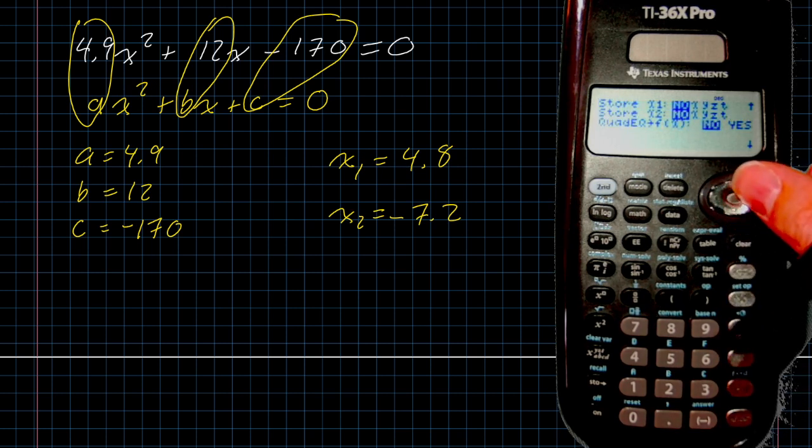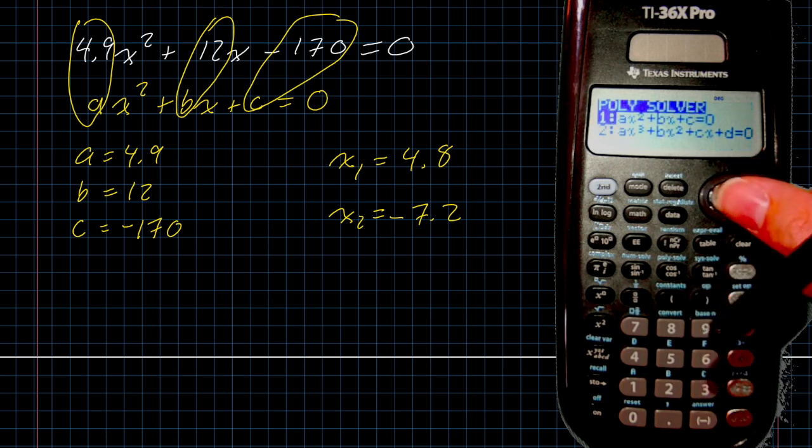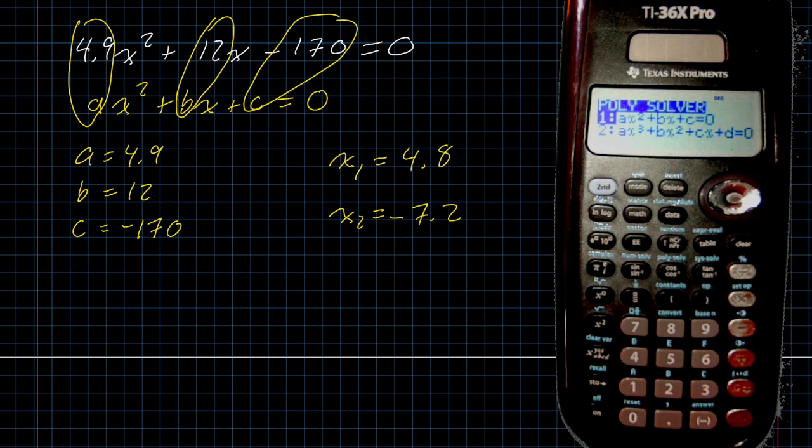I have the ability to now do further calculations by continuing to work with this. And if I scroll back up, I can put new numbers in and I can solve the whole thing all over again. So my calculator has a polynomial solver built in that can solve this equation for me without me having to worry about doing anything.